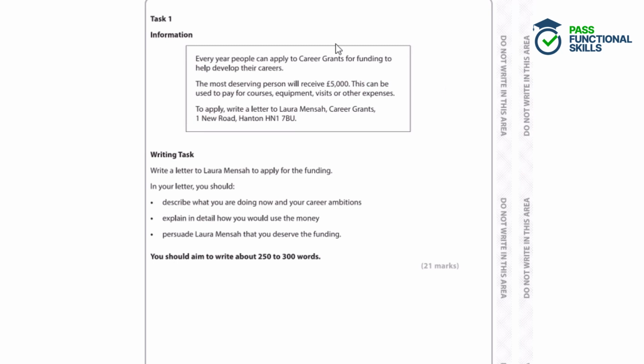So this box here is really good for giving us some context. So we're applying for a career grant. So we're looking to receive some funding, and this funding will be used to pay for courses, equipment, visits or other expenses. So we need to write a letter, that's the text type or form that we're going to use, and our audience is Laura Mensa at the Career Grants team.